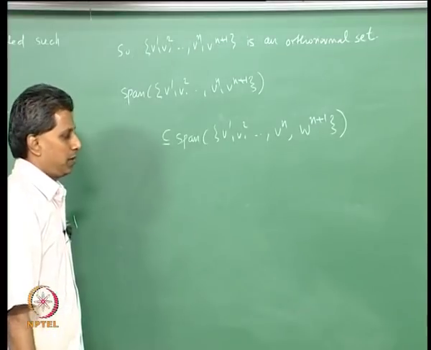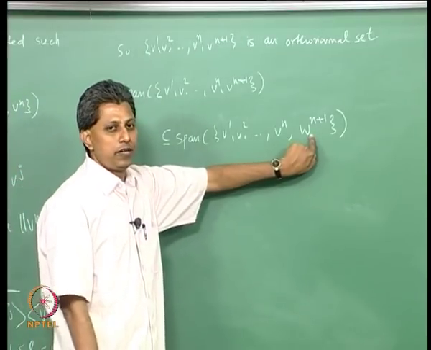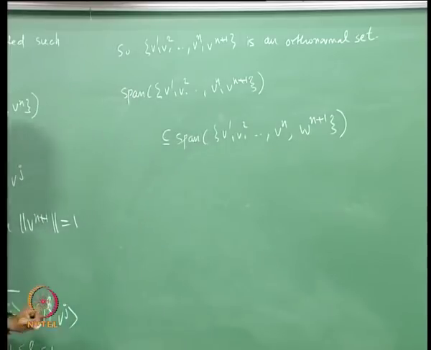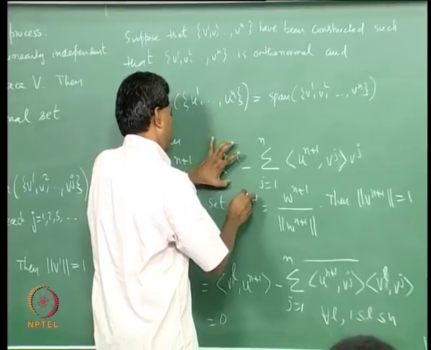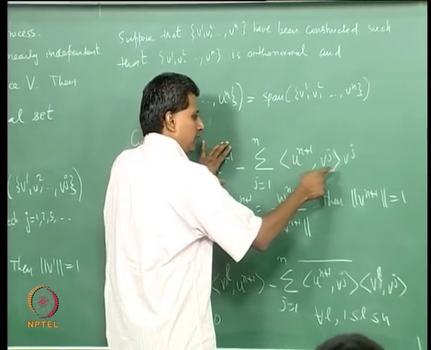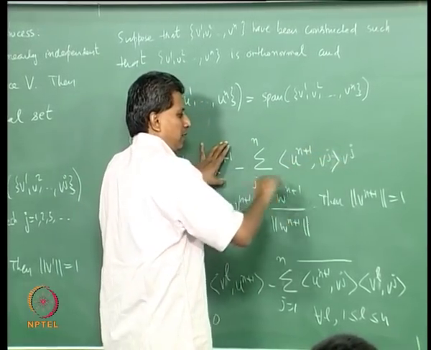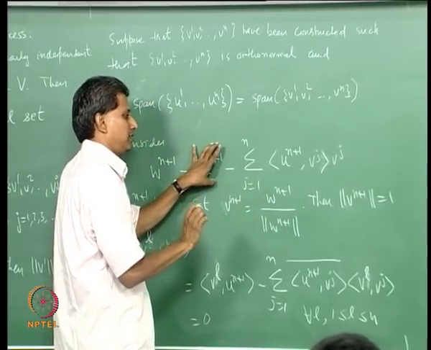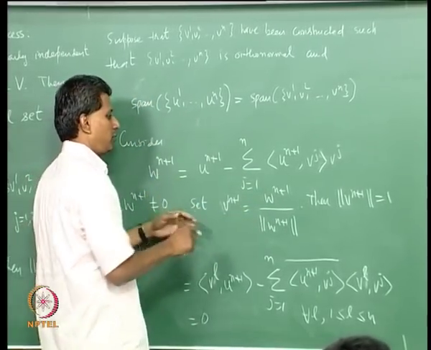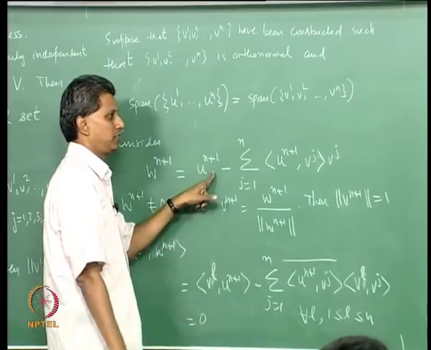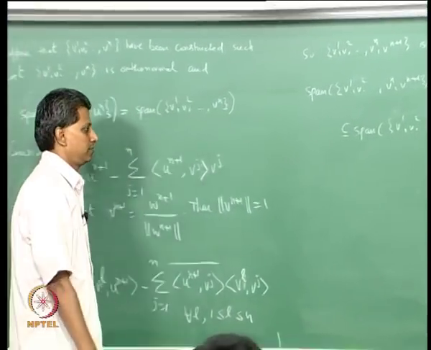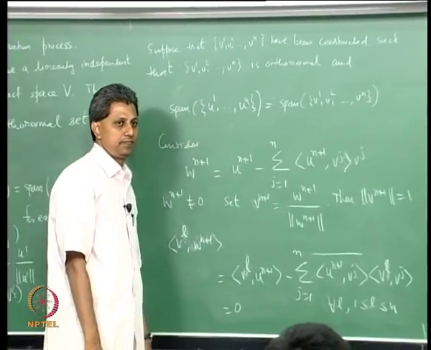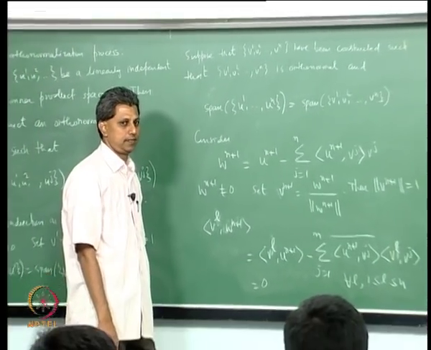Okay. But when I write wn+1, I observe, just go back to the formula. wn+1 is a linear combination of un+1 and the other v1, etc., but that is a linear combination of u1, etc., which means wn+1 is a linear combination of u1, u2, etc., un, un+1. Agreed? Yes.